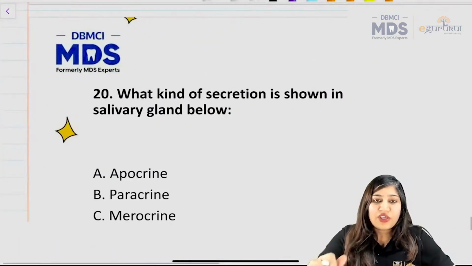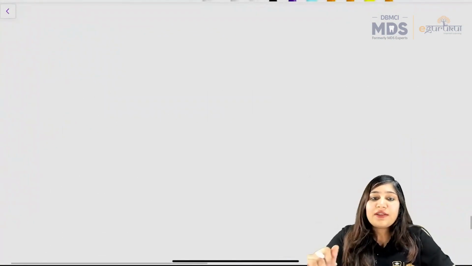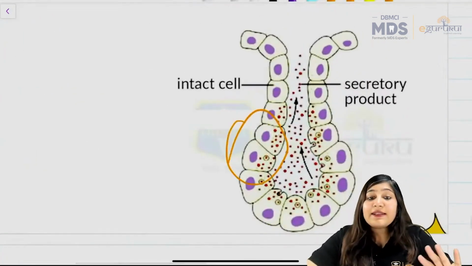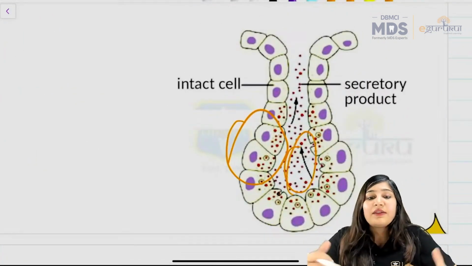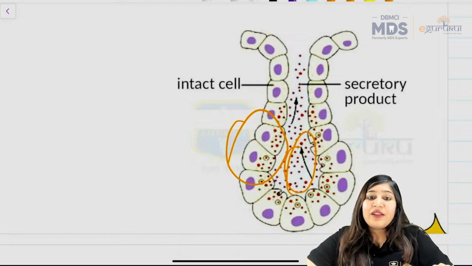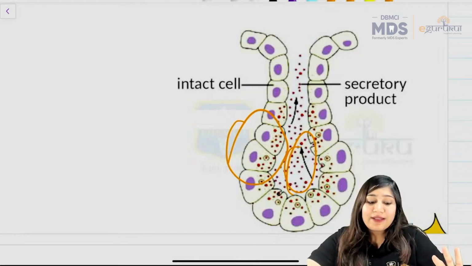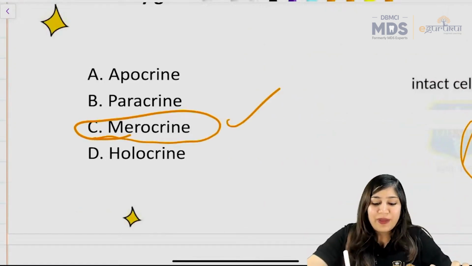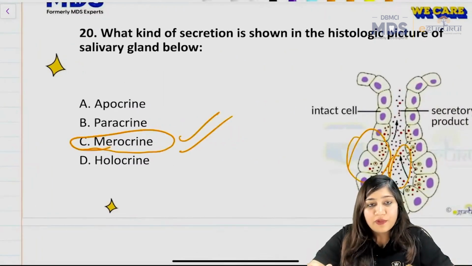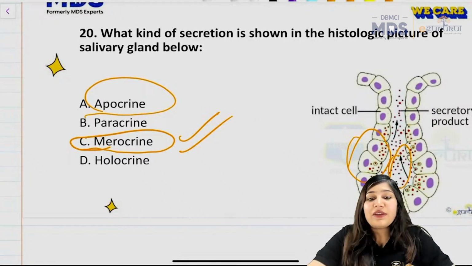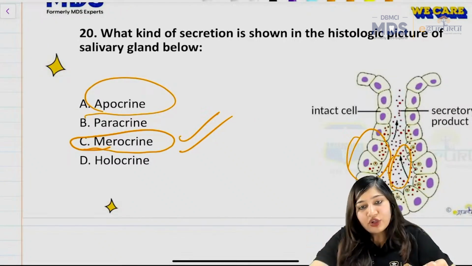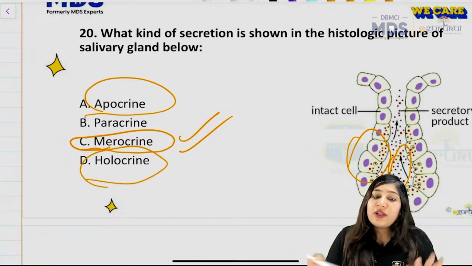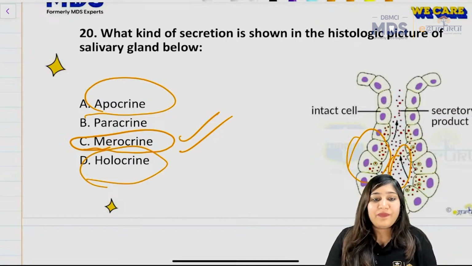Coming to our last question. Which kind of secretion is shown in the following image? Here we can see the secretory cell is intact, only the secretion is seen. An intact cell will be basically in merocrine secretion. So merocrine is the correct option. In case of apocrine secretion, we can see the apical end of the cytoplasm along with the secretion. And in holocrine, the whole degenerated cell can be seen.